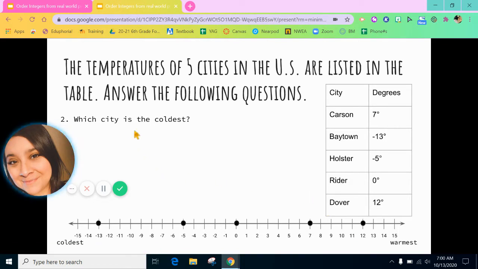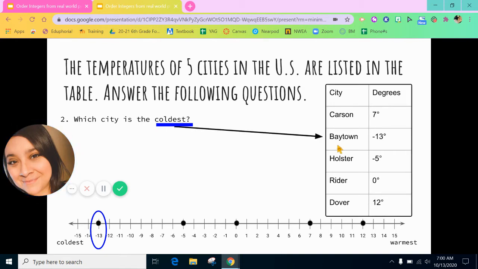All right, which city is the coldest? So again, we already have them plotted on our number line. The coldest temperature is going to be the temperature that is the lowest, which would be negative 13. So the city with the temperature that was the coldest is Baytown.